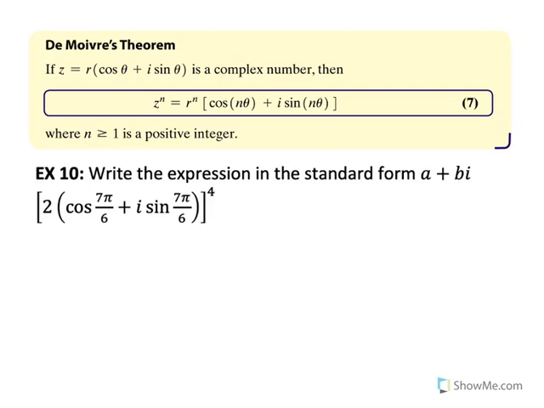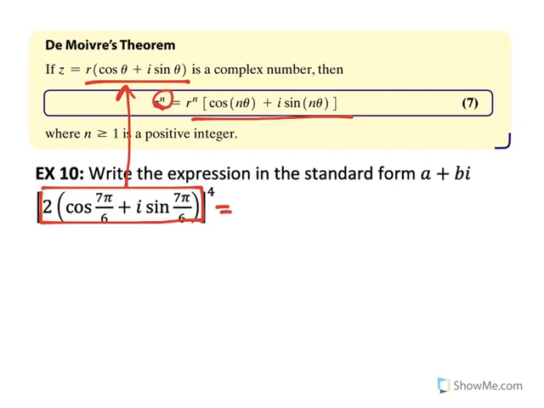So, on number 10, it is written in the form, our polar form right here. So we can go ahead and rewrite this. It wants us to take the expression and write it in standard form, a plus bi. So what I'm going to do is rewrite this expression as 2. You can see 2 is my r. If you look right here, this is that form. And it's asking us to take it to the nth power, which is the 4th power.